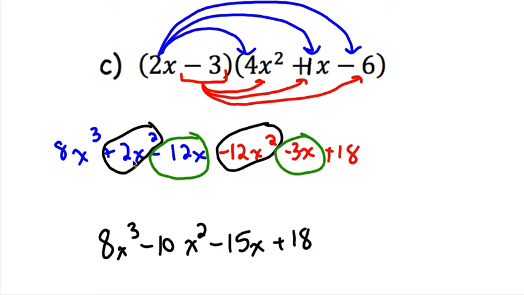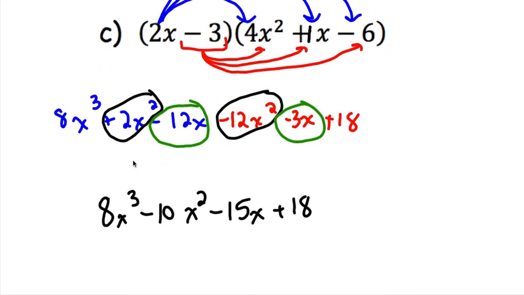All right, next we're multiplying the negative 3 through. So negative 3 times 4x squared is a negative 12x squared. Negative 3 times 1x is just a negative 3x. And then negative 3 times negative 6, negative times negative is a positive 18.